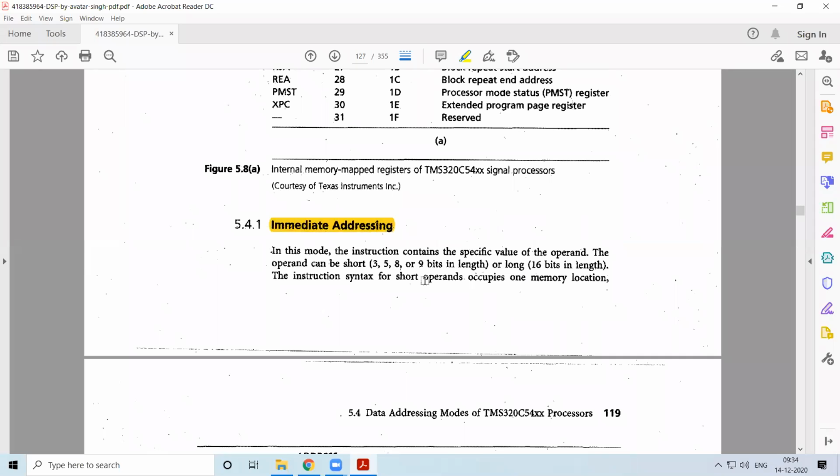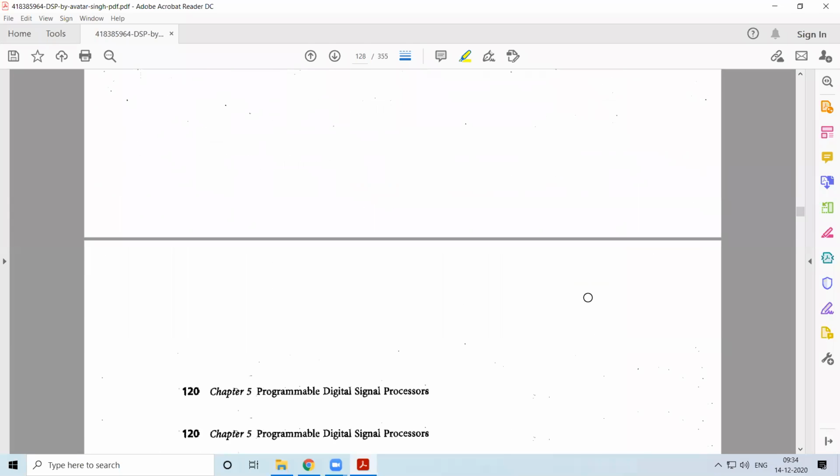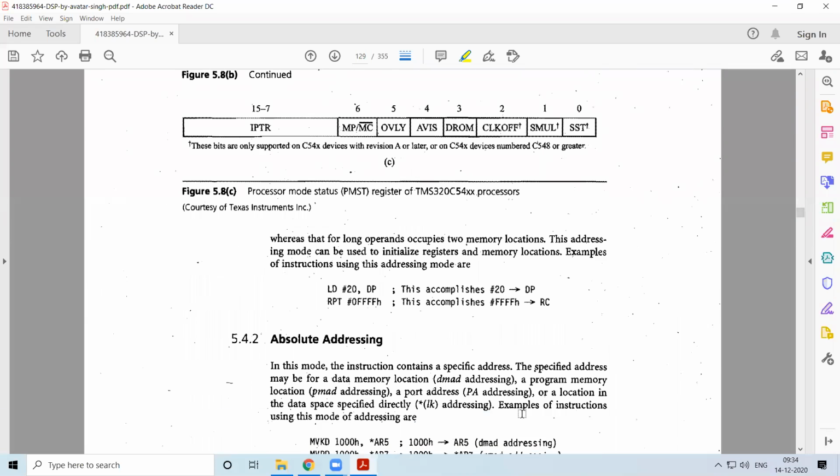First, coming to the immediate addressing mode. In immediate addressing mode, the instruction contains the specific value of the operand. The operand value itself is present in the instruction. For example, we have an instruction termed LD #20, DP. The #20 value is the operand, and this value is directly specified, so you are not referring to anything else. This is immediate addressing mode. The value is available immediately.